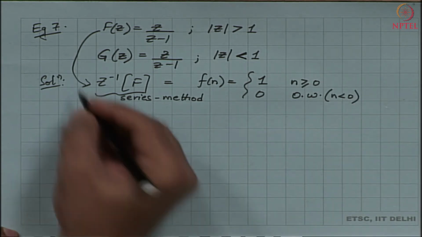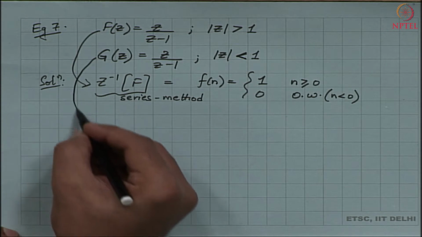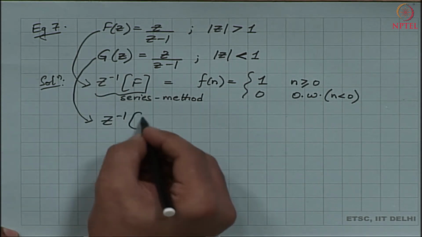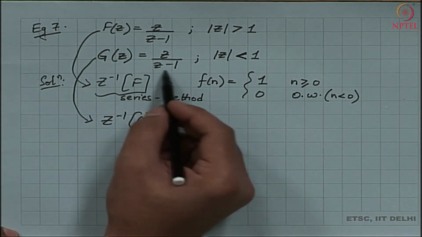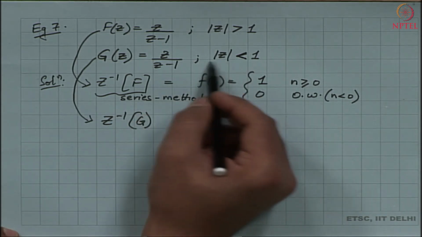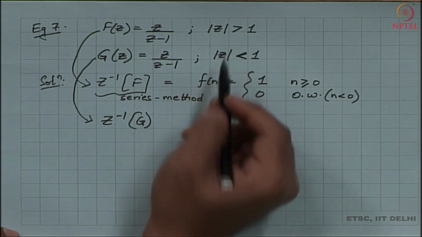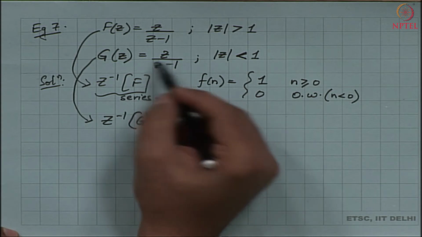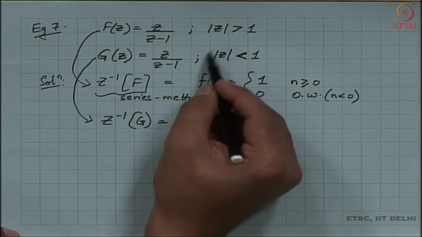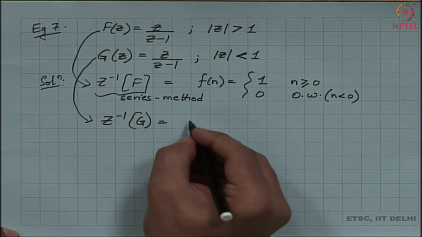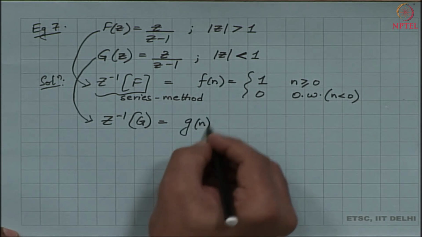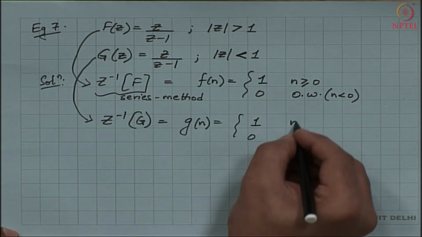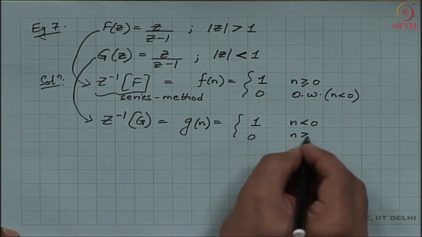Okay. Now, if I were to evaluate the inverse Z transform of g, notice that g is the same function. However, the domain of convergence is different. So, if I were to find the series of g in this domain of convergence, I get a new function, and g is again given by a Heaviside function, but this time it is for different values of n.